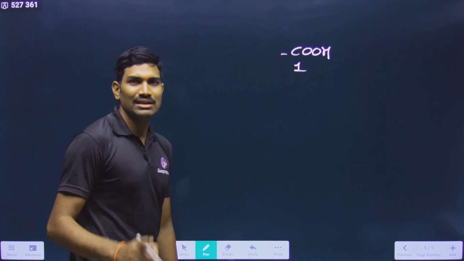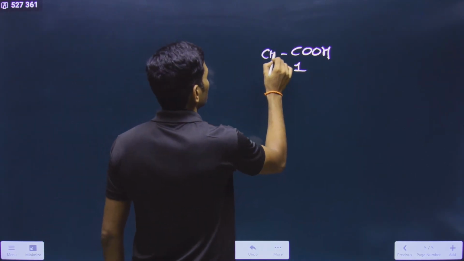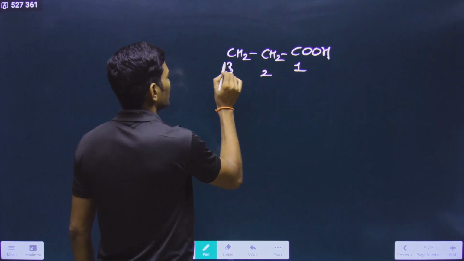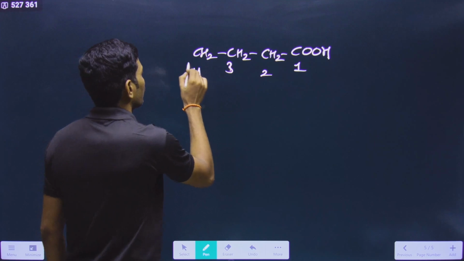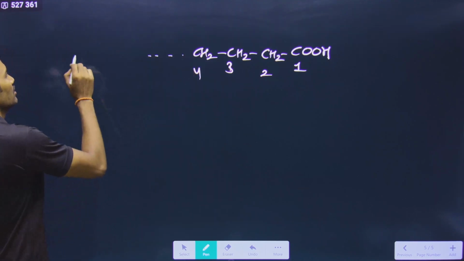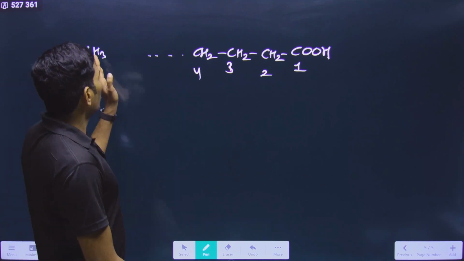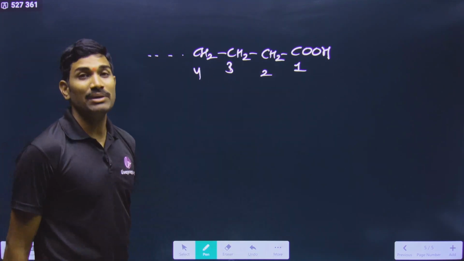COOH, this carbon will get the number 1. Then the carbon attached to this will be number 2, the carbon attached to this will be number 3, and again the carbon attached to this is number 4. Like this you are writing, yes or no? Supposing this way, this is the 16th carbon. Suppose all these are CH2s. Now it will be palmitic acid.